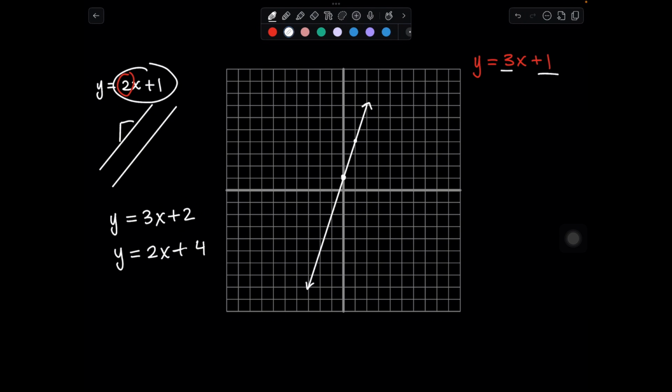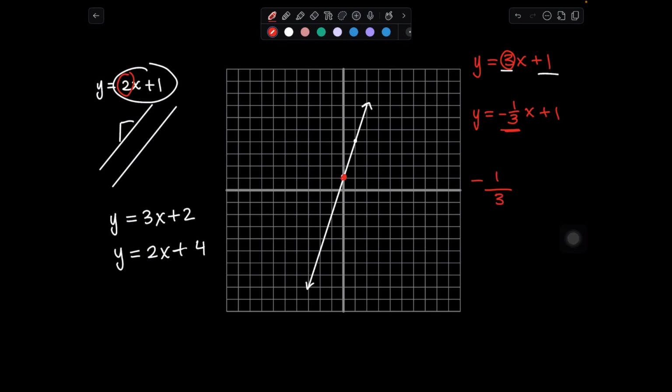Now, looking for a perpendicular line, all you do is you get this gradient and you flip it and you put a negative in front. That's all you do. Now, the y-intercept can stay the same. It doesn't really matter. The y-intercept can be different. Since the y-intercept is the same, it'll still go through 1, but the difference is our gradient. So you can see how the rise is -1 and our run is 3.